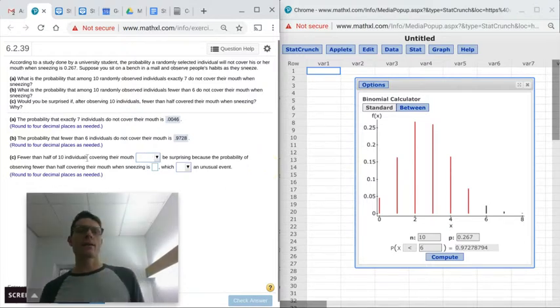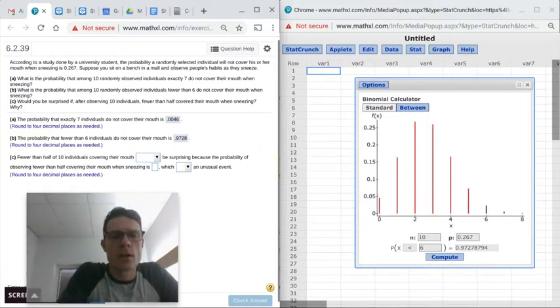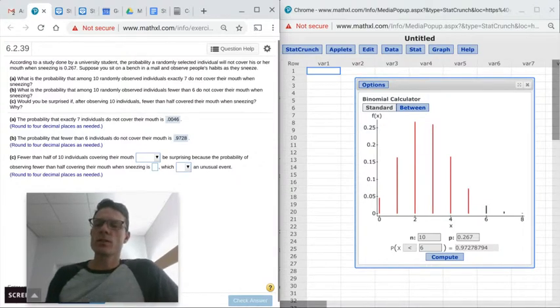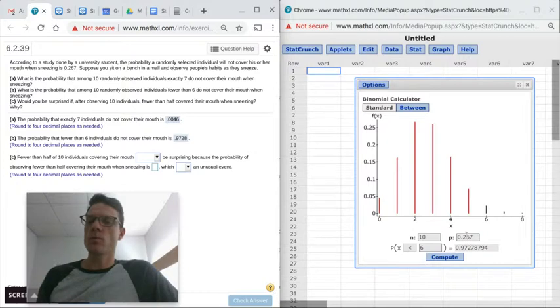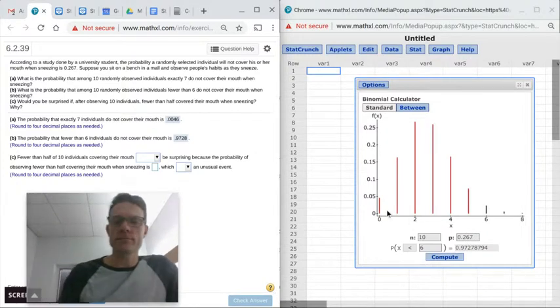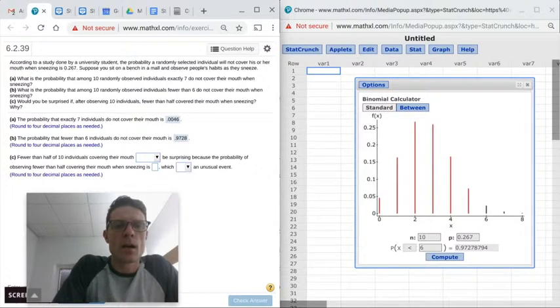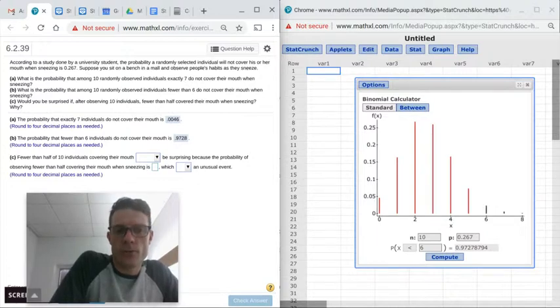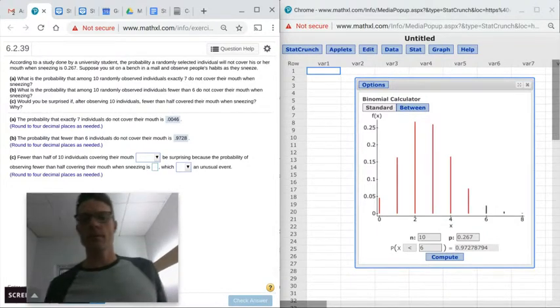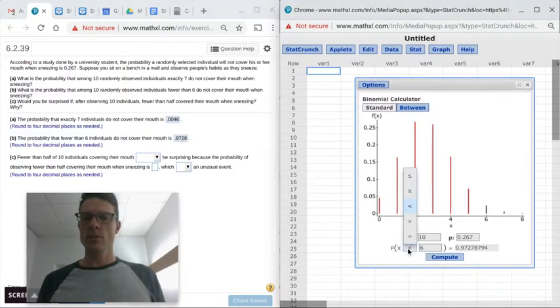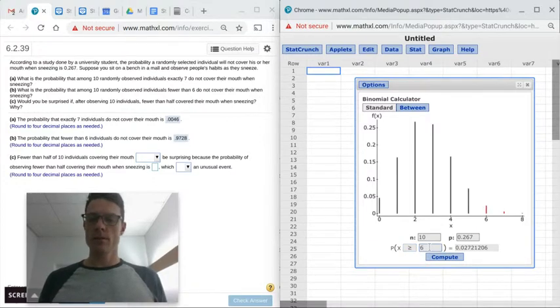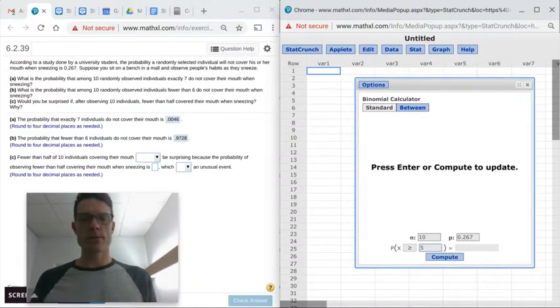So if fewer than half of the individuals cover their mouth, what you can do is you can either change the probability to be the complement, just do 1 minus this, you get about 73.3%. Or you can leave that and just switch the question. So if fewer than half of 10 individuals cover their mouth, that means that more than half of them do not cover their mouth. Okay. So we can say, what's the probability that half or more of them do not cover their mouths, right?